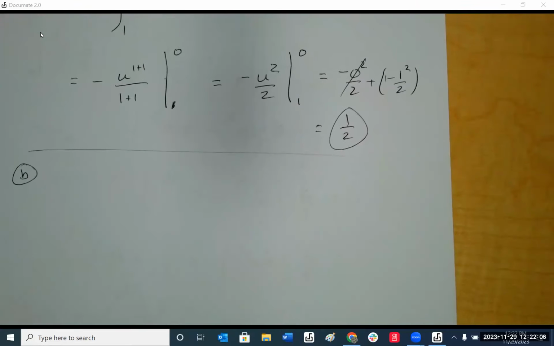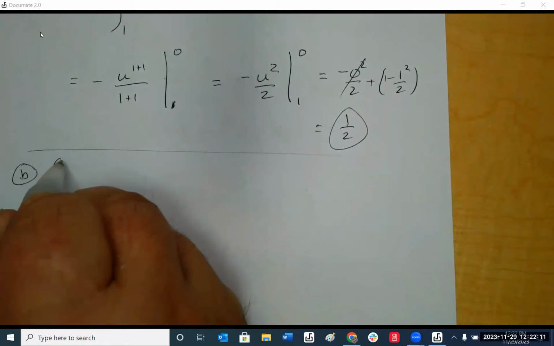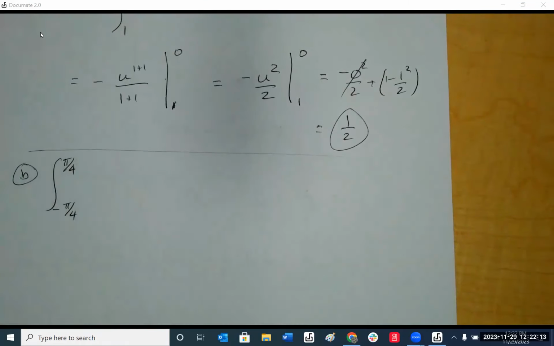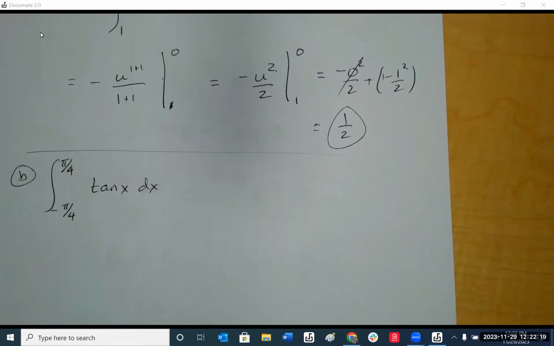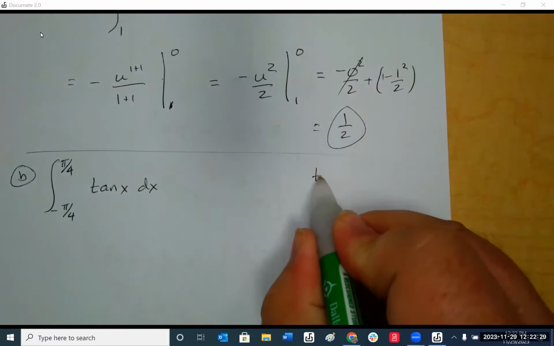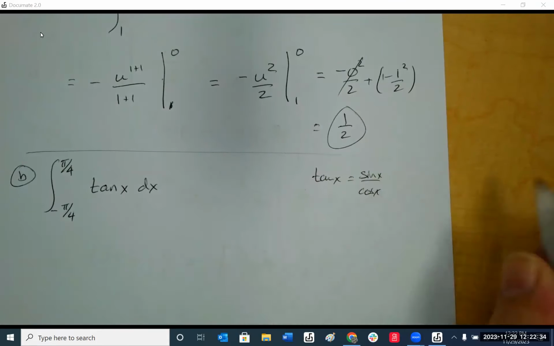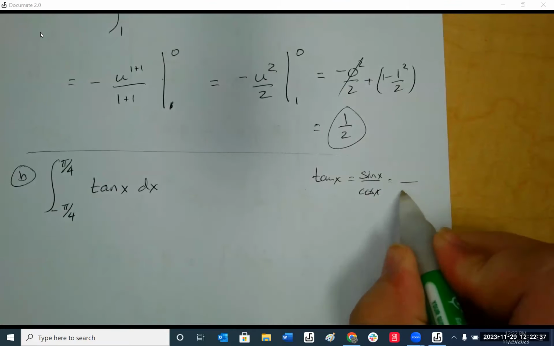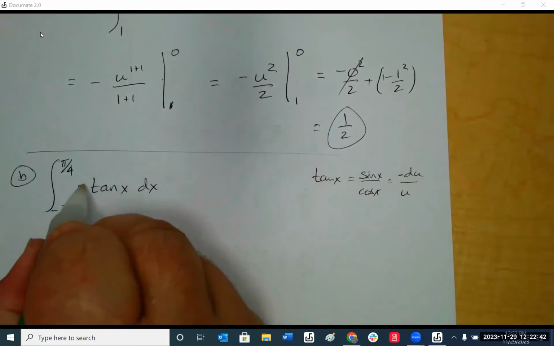That was A. Now B. From negative pi over 4 to pi over 4 of tangent x dx. We did this one similar to that. Tangent is sine x over cosine x. If this is u, then it would be negative du, so I need a negative sign.